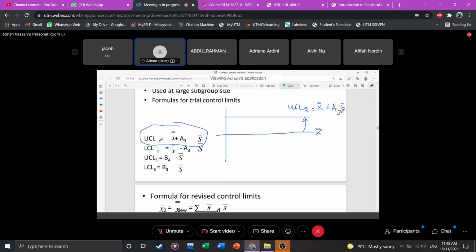Okay, now it's different. Previously, what was this value for the X bar and R chart? Can anyone respond to me? Previously, for X bar and R chart, what did we use? A2. A2 R bar. But now A3 S bar. So when we go down, this is when we are using X bar and S chart.